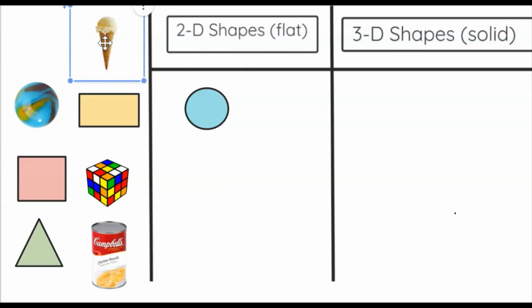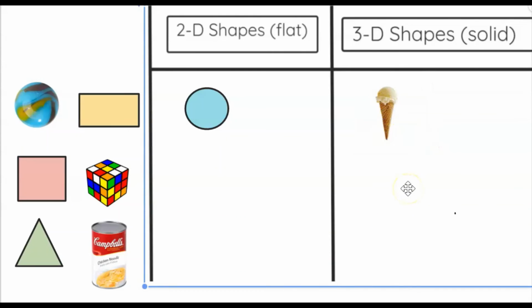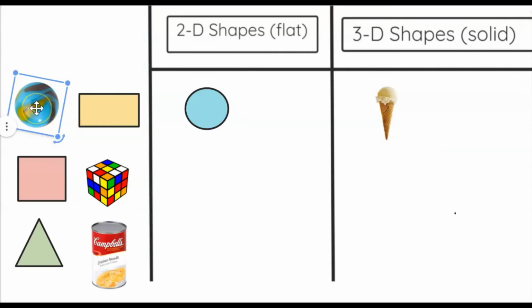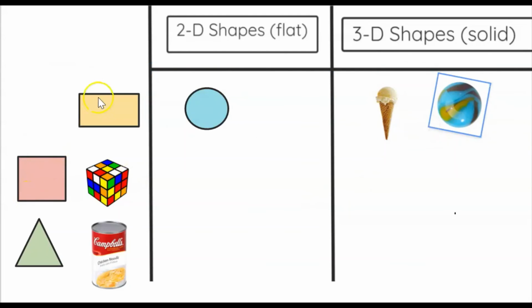This is an ice cream cone. Did you decide this was flat or solid? We learned cones are solid. They have 1 face and 1 point. What about this object, this shape? This shape is a sphere. It's a marble. A sphere is round. We're going to move it over to the solid.